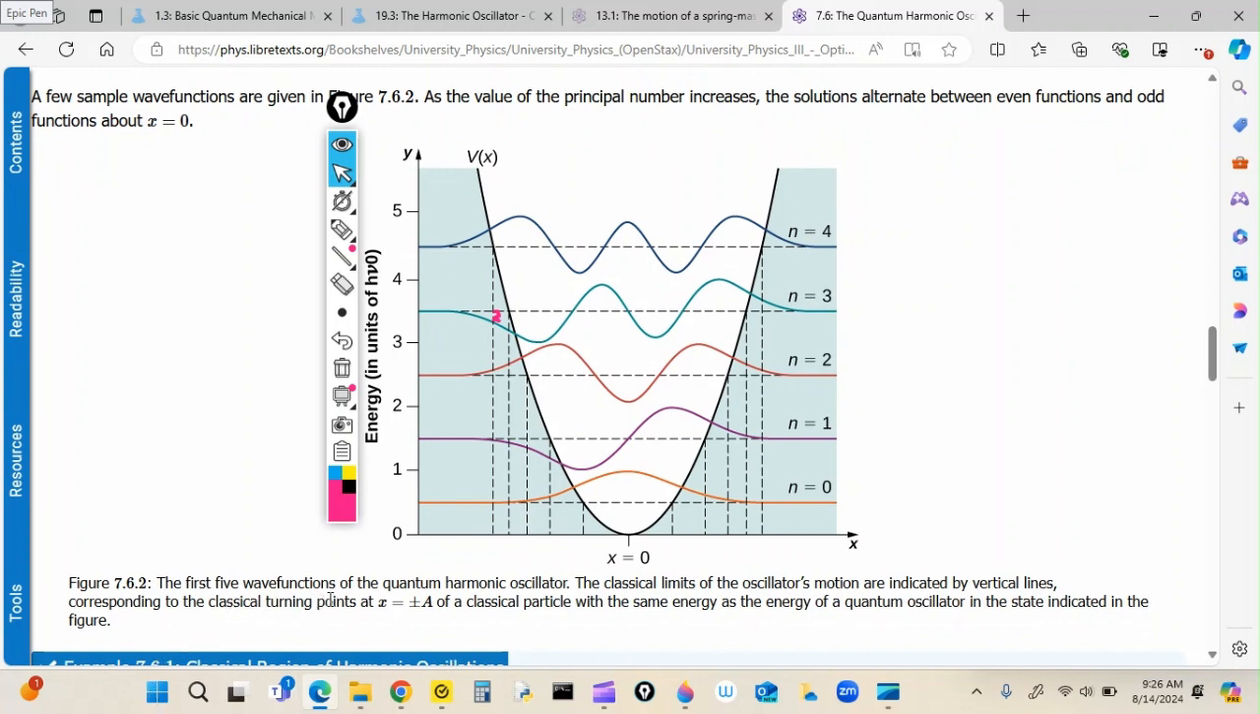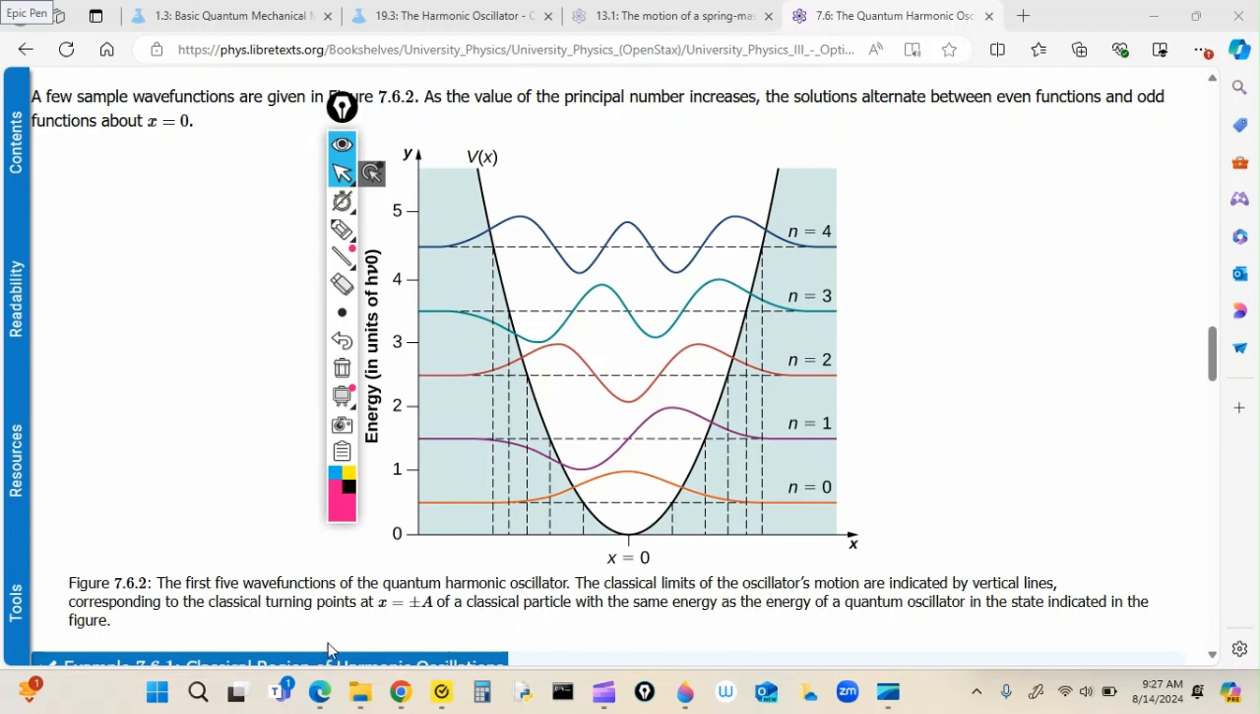The first 5 wave functions of the quantum harmonic oscillator. The classical limits of the oscillator's motion are indicated by vertical lines. Vertical lines, let's see what that means. The classical limits. Notice that once we go to some of these higher wave functions, they go beyond the classical limits. That means that things go beyond, like for instance, this classical limit went beyond that. But that kind of makes sense in the quantum mechanical world because position doesn't have a real localized situation. It's a wave function and probability through space. So I assume that's very similar to that.